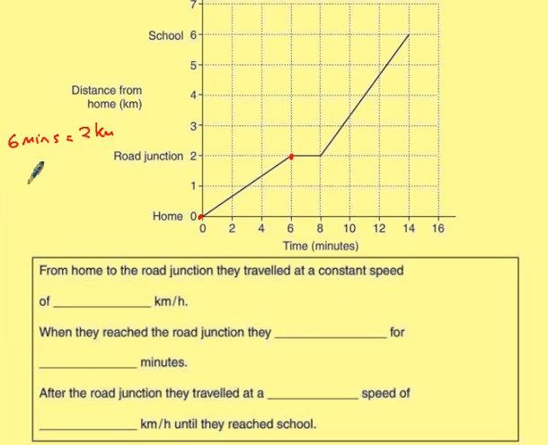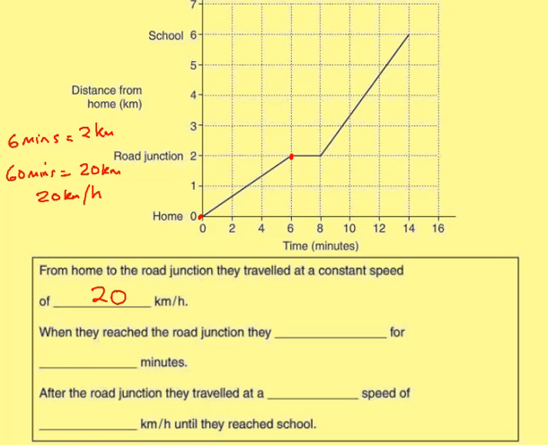So in an hour there are 60 minutes. So if they travelled at a constant speed, 6 minutes is 2 kilometres, 60 minutes is 20 kilometres. So they actually travelled at 20 kilometres per hour. So 20 kilometres per hour for the first section of the journey.